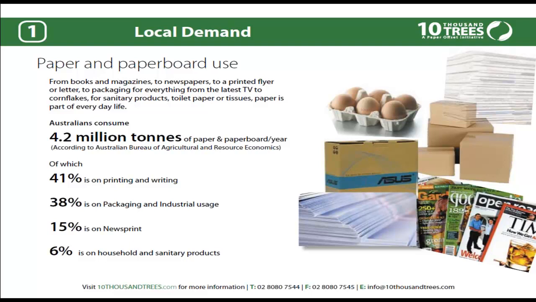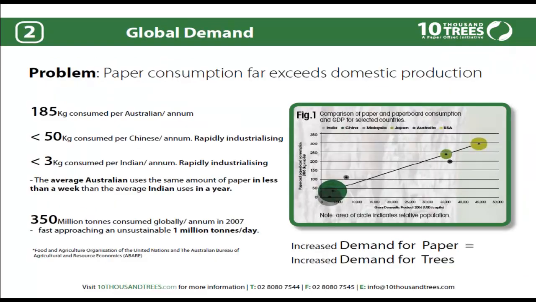By and large, printing and writing uses the largest amount. It's 41%. And second to it, and not very far behind, is packaging and industrial usage, which is about 38%. On the whole, we're using 4.2 million tons of paper per year, and this is just in Australia. What this amounts to, and for whoever picked 200, that's very close, we're actually using 185 kilograms per person per year. And what you find is this is actually very normal.